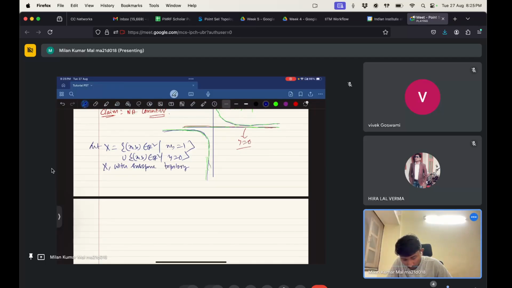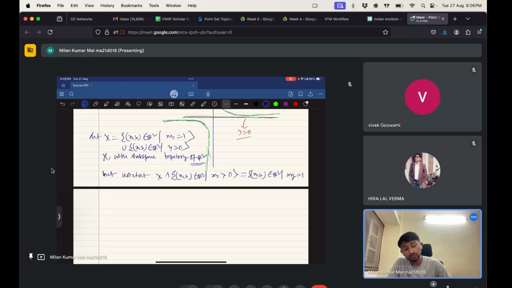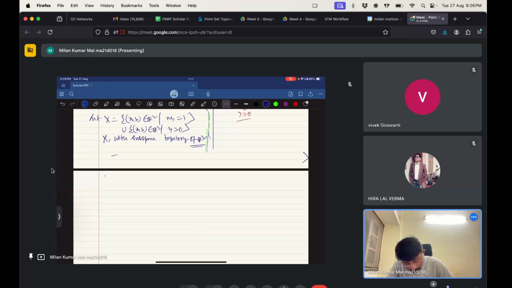X with the subspace topology of R^2, right? Note that X intersection all those (x,y) in R^2 such that xy > 0, this set is nothing but {(x,y) in R^2 such that xy = 1}. Let's write it clearly. Here X intersection {(x,y) in R^2 such that the product xy > 0}. This is a subset of R^2 and open in R^2, right? And this is equal to all those (x,y) in R^2 such that xy = 1, right?